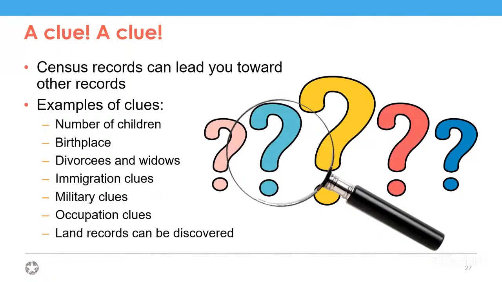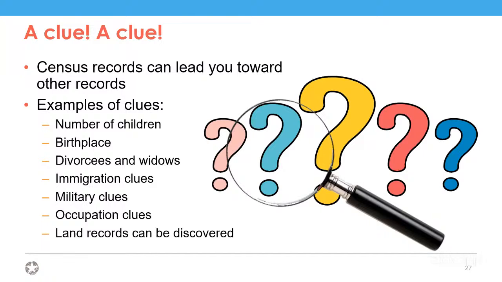So why use census records? Basically, this whole process of genealogy is knitting together clues to gather your information for each of your family members. Census records can help lead you towards other records, help confirm information that you may have gotten from unreliable sources, and help give you new direction for your research. Some examples of this information can be number of children, birthplaces, divorcees and widows, that you can then use the documents of those divorces, or obituaries and that sort of thing. Immigration clues.